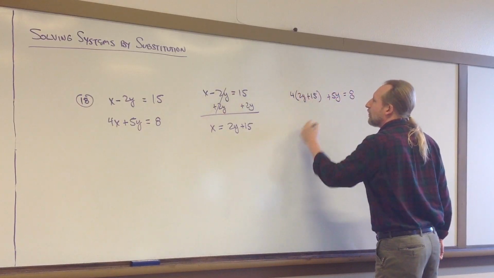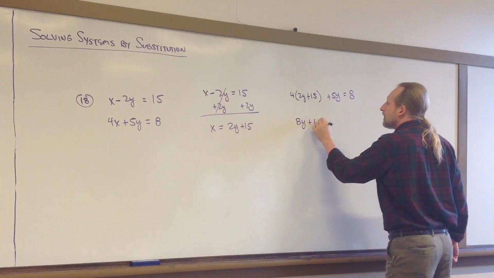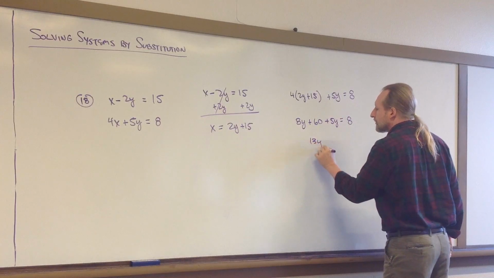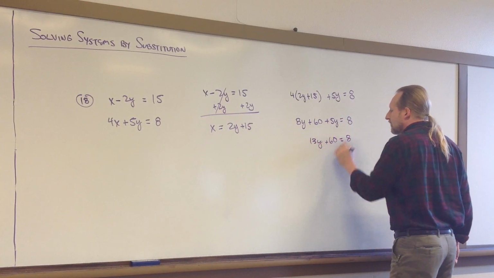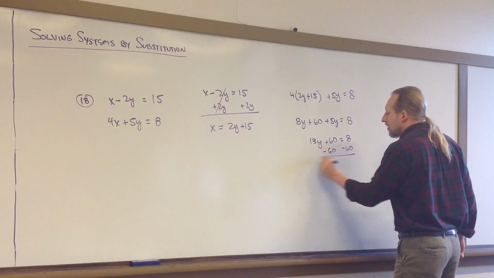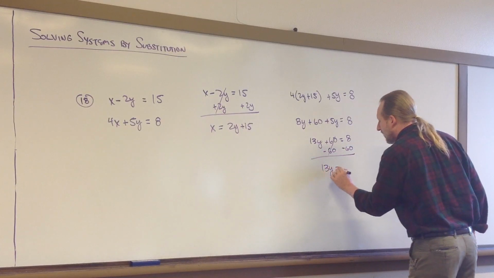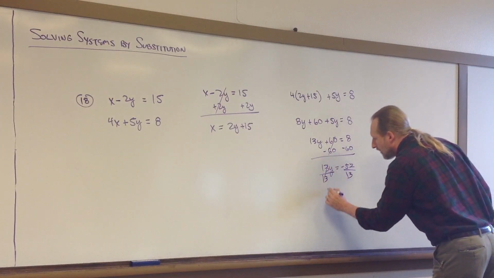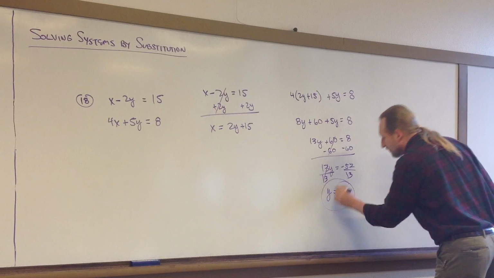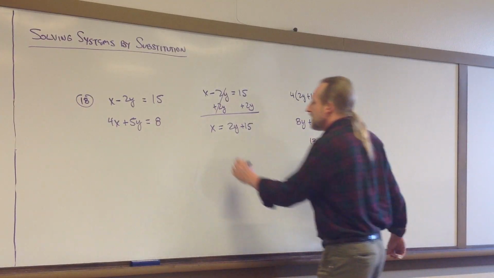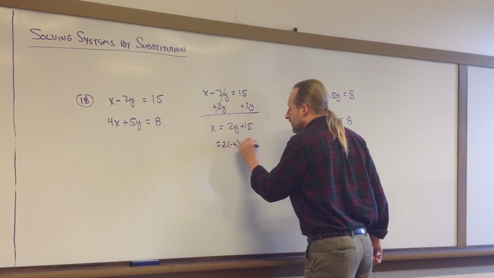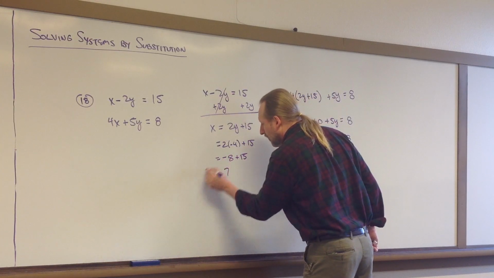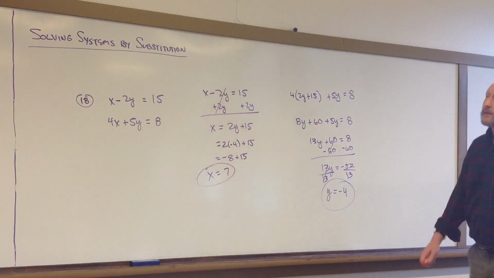So, distribute the 4 into the parentheses. 8y plus 60. And so this will be 13y plus 60 equal to 8. Subtract the 60 on both sides. And then divide on both sides by 13. Y is negative 4. And then I'll plug this in here. 2 times negative 4 plus 15. And so x is 7, y is negative 4.